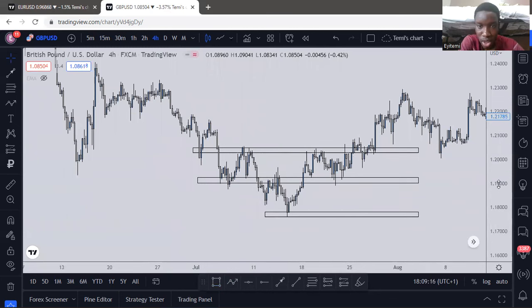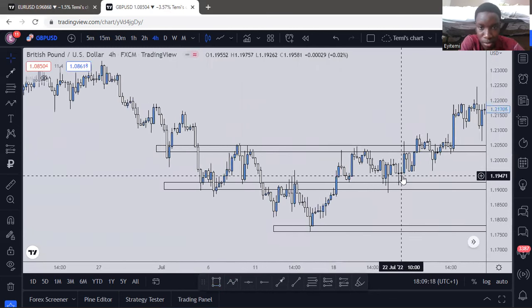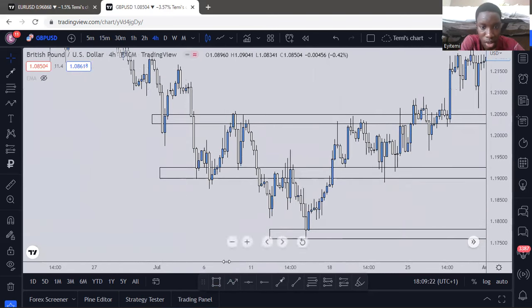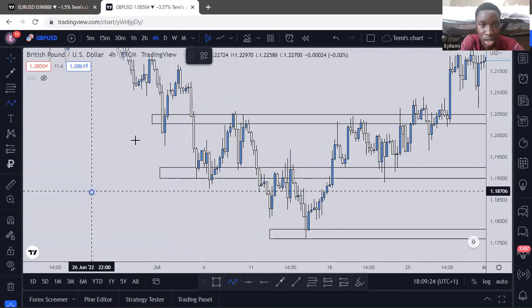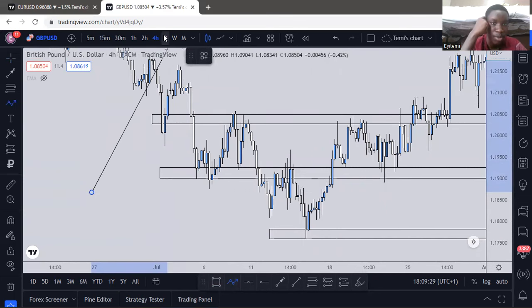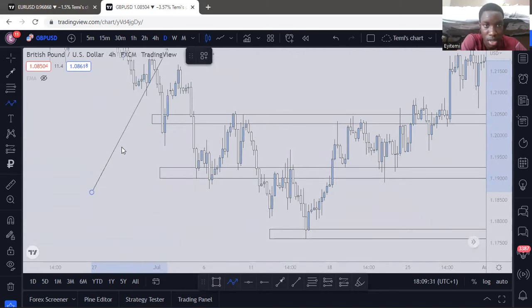One of the things I'm looking at now is drawing my key level. Why do I have this key level over here? The first reason is that if I go to a higher time frame, you can see how price reacted here. Let me go to the daily time frame so you can see it clearly.